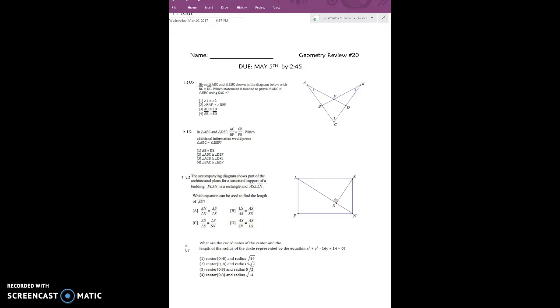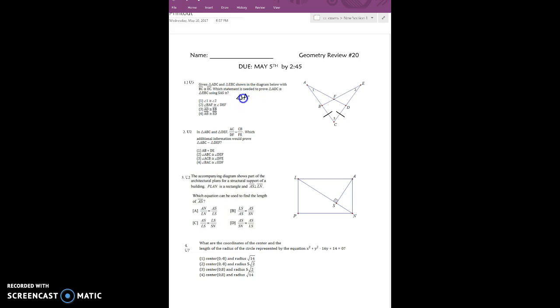Alright guys, here I am going to go over the latest review sheet 20, and show you the answers to this version of it, and just go over again, clarify some stuff as we get ready for the Common Core exam. So the first example says, given triangle ADC and triangle EBC shown in the diagram below with segment BC congruent to segment DC. Which statement is needed to prove triangle ADC is congruent to triangle EBC?